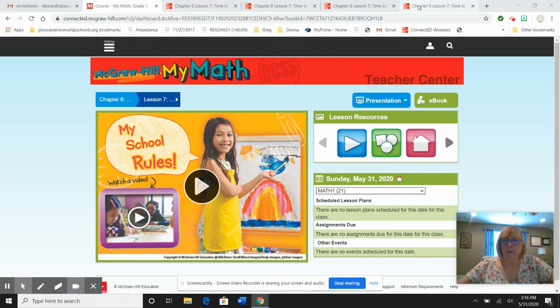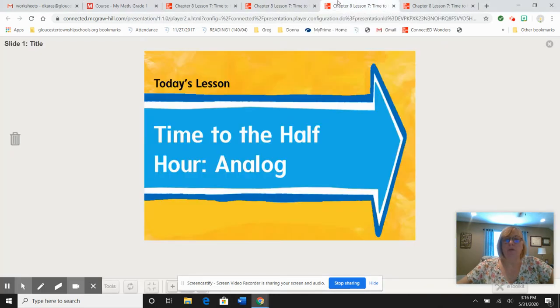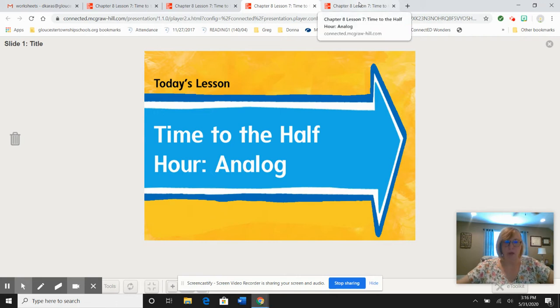And today we are going to talk about time to the half hour on an analog clock. Remember, analog is the one that is a circle or square, and you see the numbers. 12 at the top, 6 at the bottom.